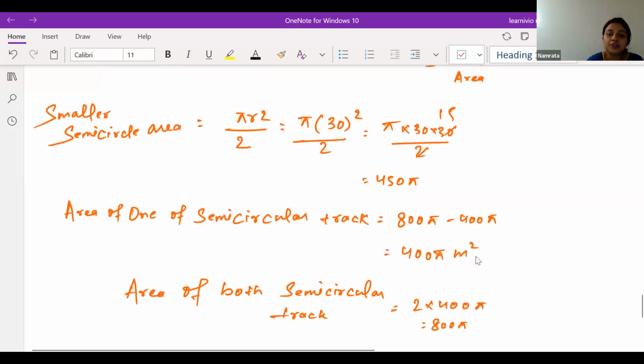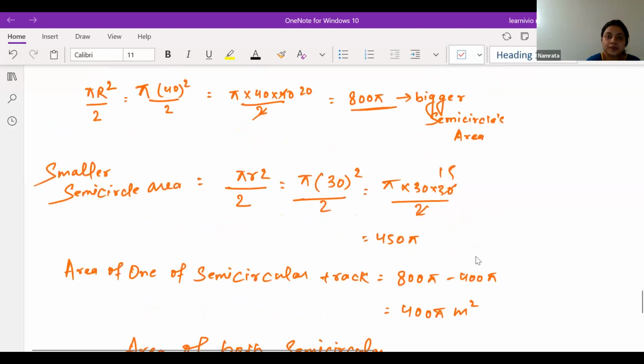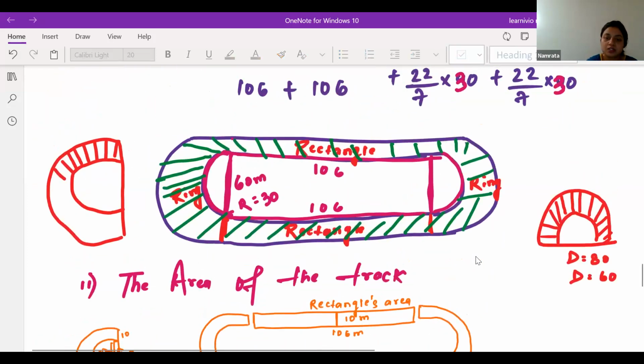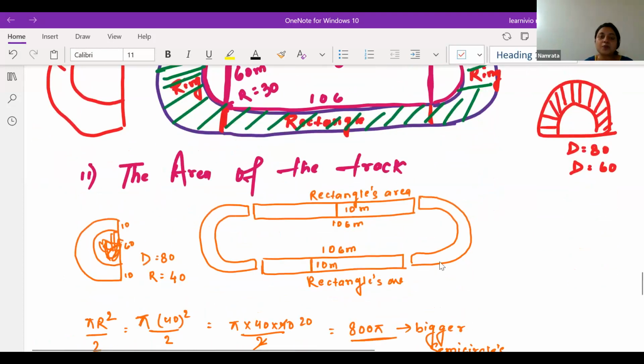Now let's get back to our figure. What were we supposed to find? This one. So this one we have got 400 pi. This one also 400 pi. Area of a rectangle is very simple, length into breadth. Here also the area of rectangle formula is length into breadth. So once we add all the areas, we will be left with the area of the complete track. Is it clear? Yes, ma'am. It's clear. Okay, let's move to the next question.